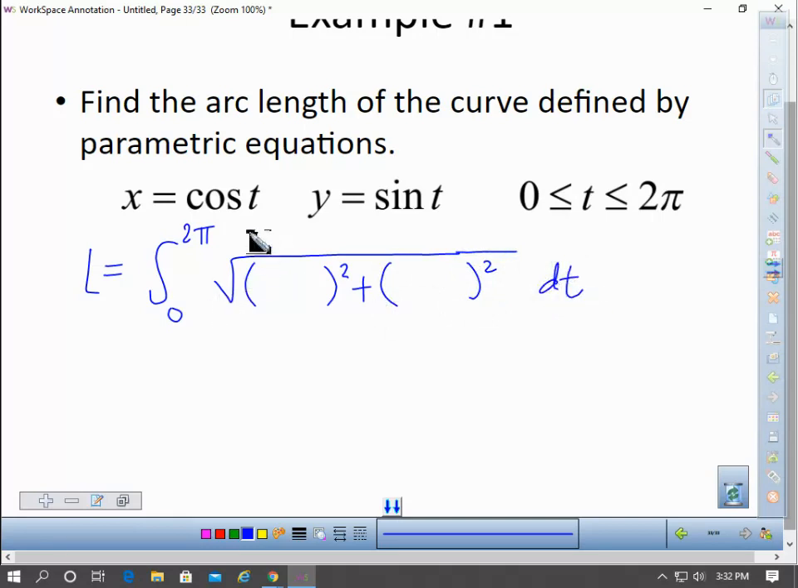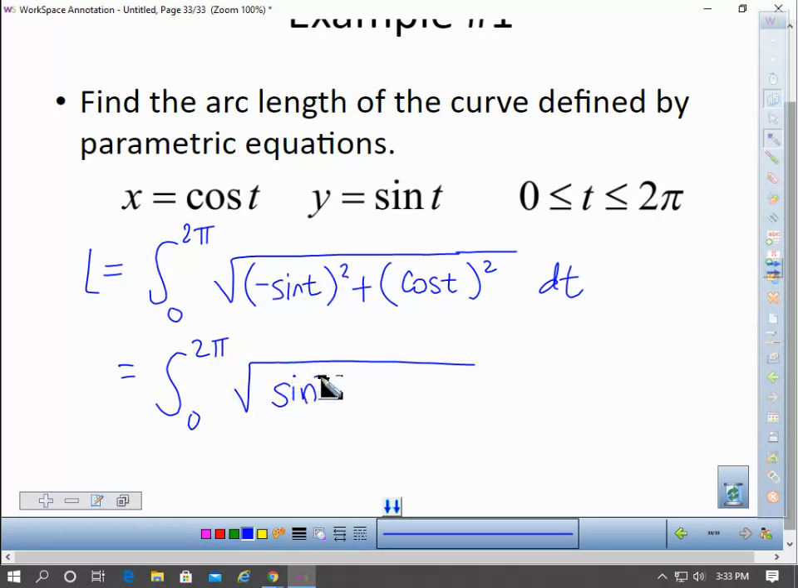All right, so we need the derivative of x in terms of t. The derivative of cosine t is going to be negative sine t. And then over here, you want the derivative of y in terms of t. The derivative of sine t is cosine t. Now we're going to do our math here. Just plugging away, 0 to 2 pi, the square root of, so we square this, we get sine squared t, plus over here, you square that, it's going to be cosine squared t, dt.